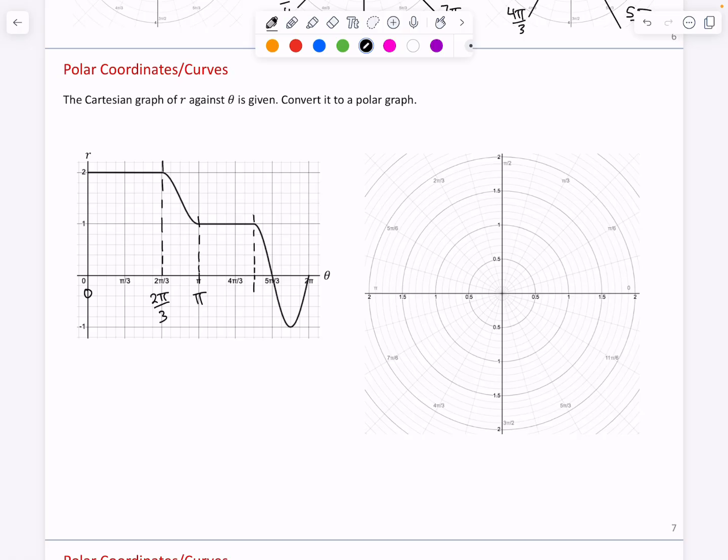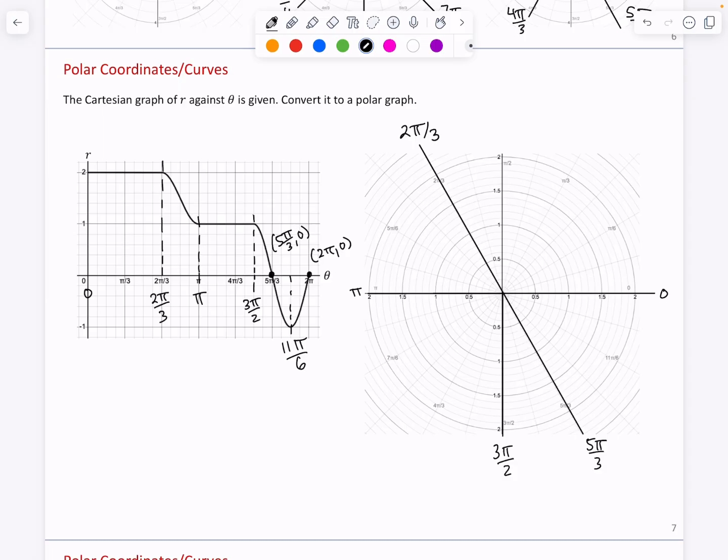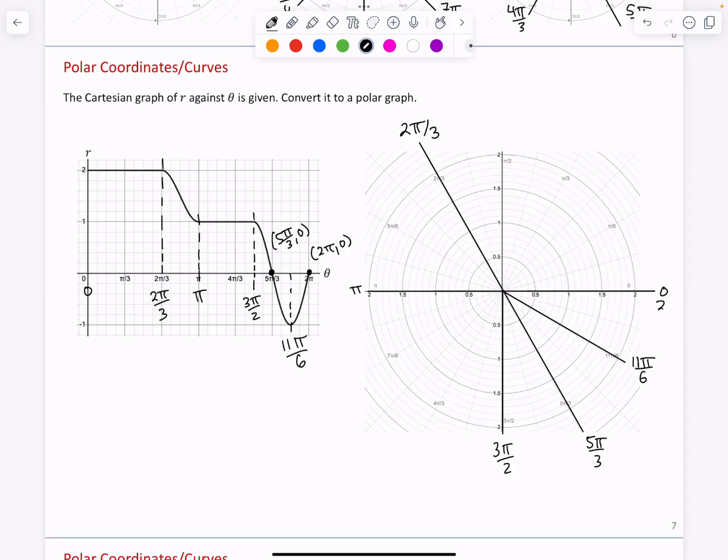Then the r stays constant up until we are halfway between 4 pi thirds and 5 pi thirds. Add them together, divide by 2. This is 3 pi halves. There are two x-intercepts, which will be important, 5 pi thirds, 0 and 2 pi, 0. And then we have a minimum value of r occurring halfway between 5 pi thirds and 2 pi. So add those together, divide by 2. So 5 pi thirds plus 6 pi thirds is 11 pi thirds, divided by 2 is 11 pi sixths. I'm going to highlight all of these angles in my polar graph to the right. So angle 0, angle 2 pi thirds, angle pi, 3 pi halves, angle 5 pi thirds, 11 pi sixths, and then back to 2 pi.